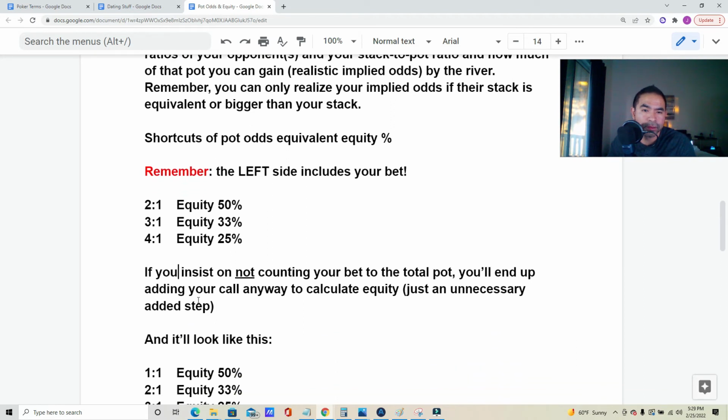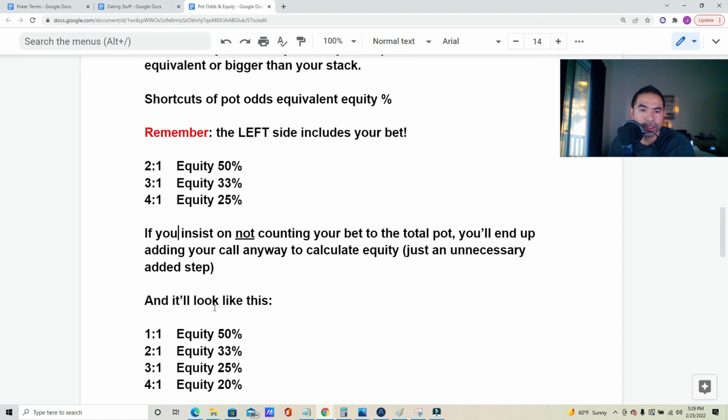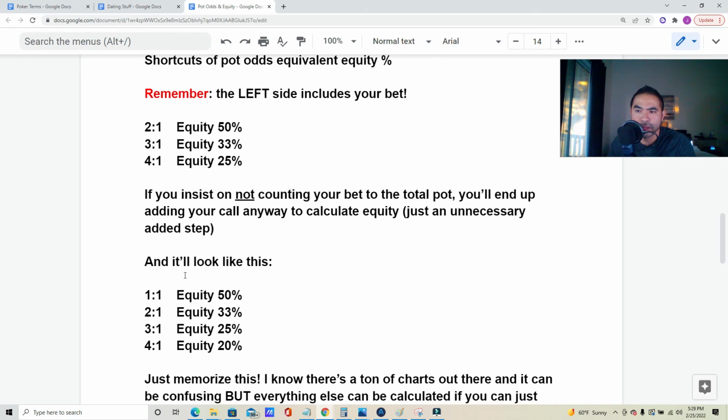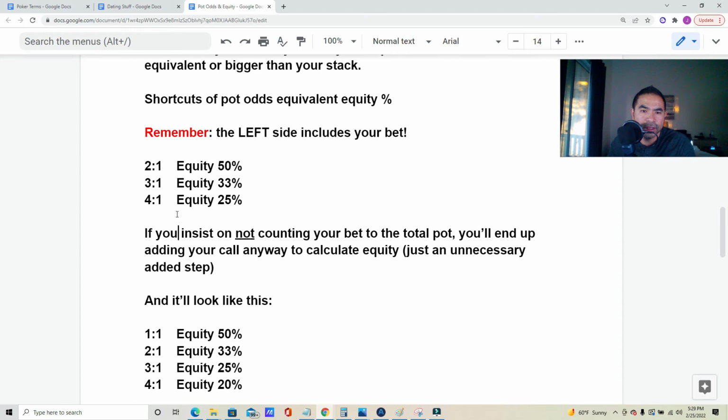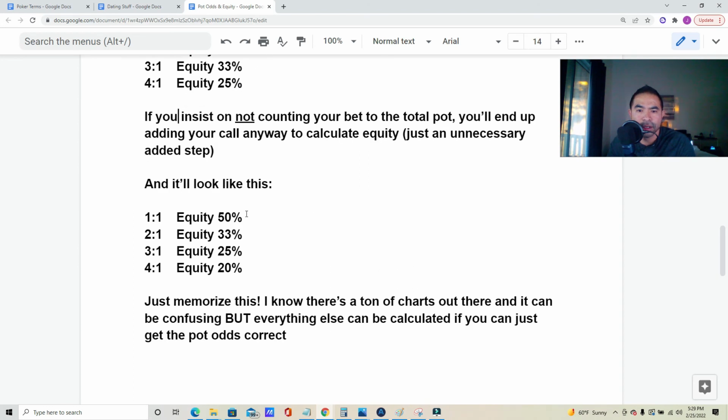So again, I'm going to skip this part because I've honed this in so many times: if you strictly go off of pot odds, you're going to get the wrong percent equity if you don't include your bet in the total pot to get your percent equity. So stay away from that. Just memorize this list here, and you're good to go.